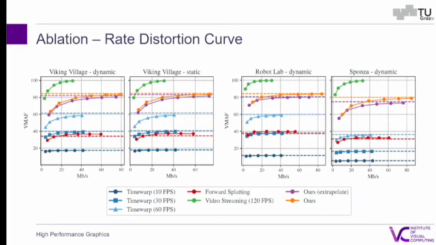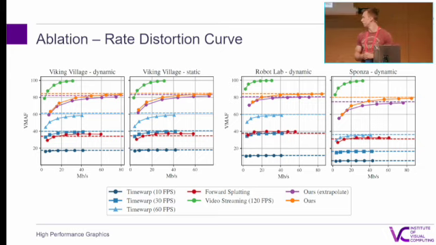We also did an ablation on the rate distortion curve, so we tested on different bitrates. You can see in green the ground truth, 120 frames per second, and the time warp in blue, which we tested at different frame rates, and our method in orange, and also our extrapolation-only variant in violet. And you can see that we basically outperform the other methods at any bitrate. However, the sweet spot seems to lie at around 40 megabits per second.